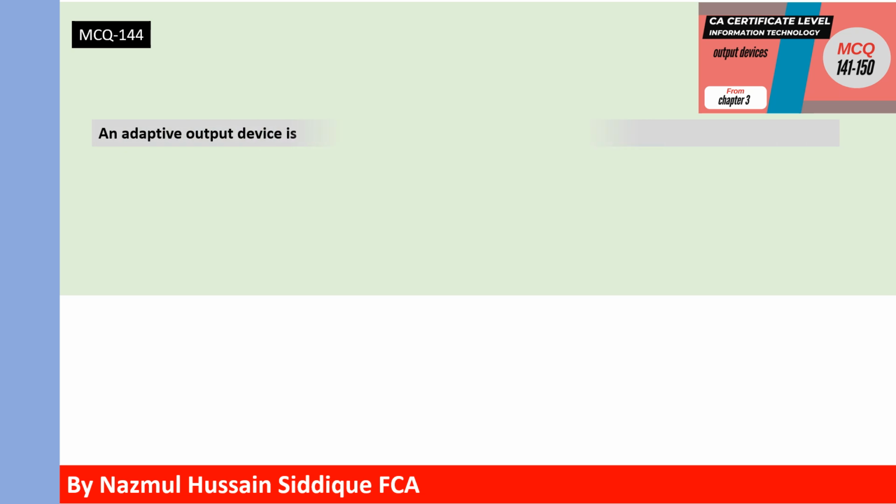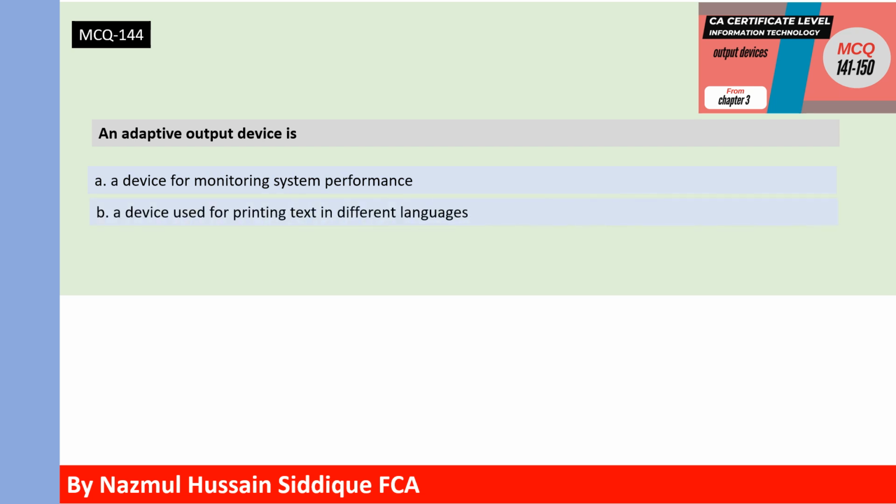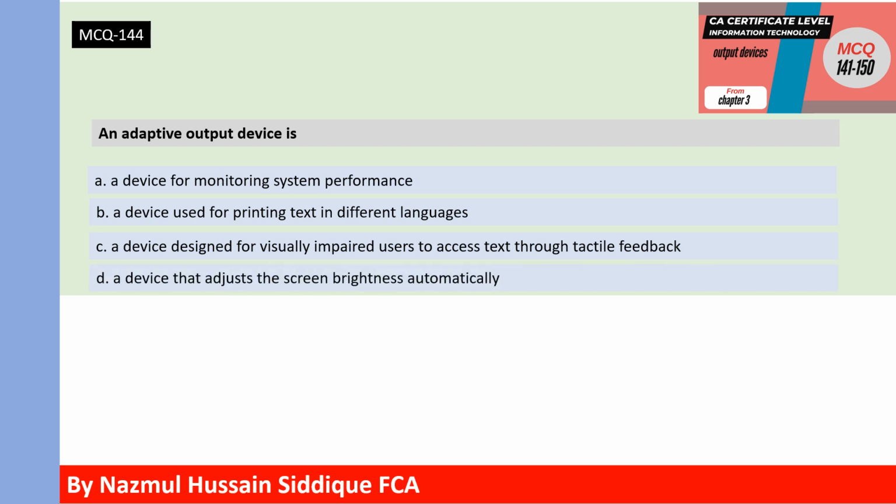Next question. An adaptive output device is, Option A, a device for monitoring system performance. Option B, a device used for printing text in different languages. Option C, a device designed for visually impaired users to access text through tactile feedback. Option D, a device that adjusts the screen brightness automatically.